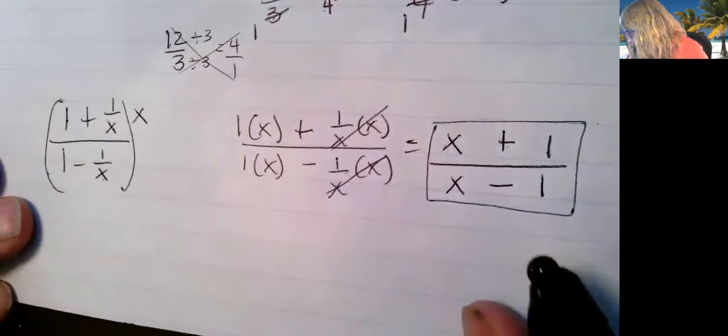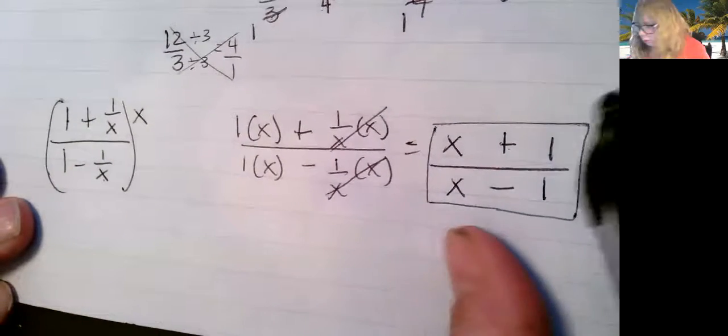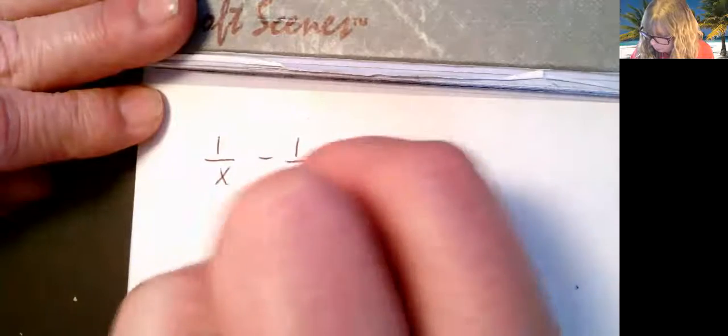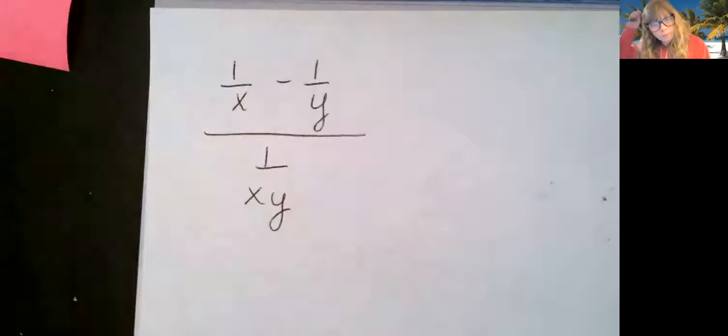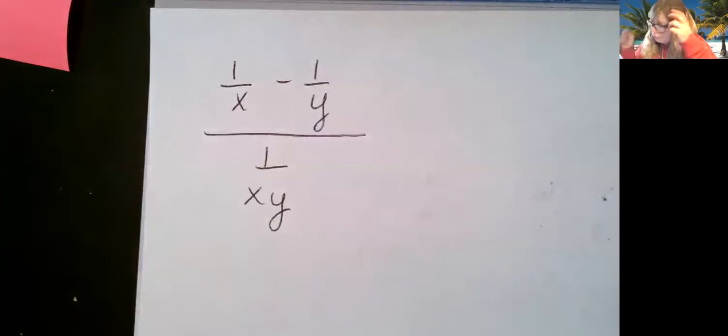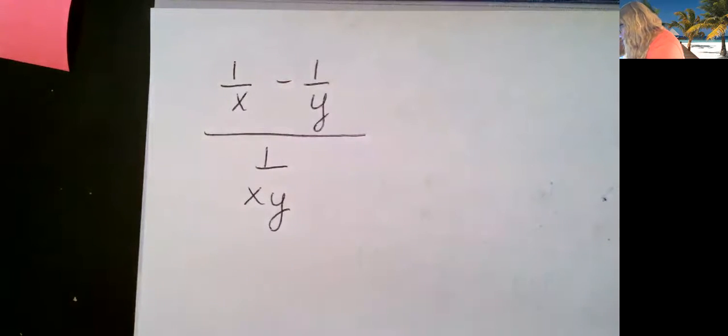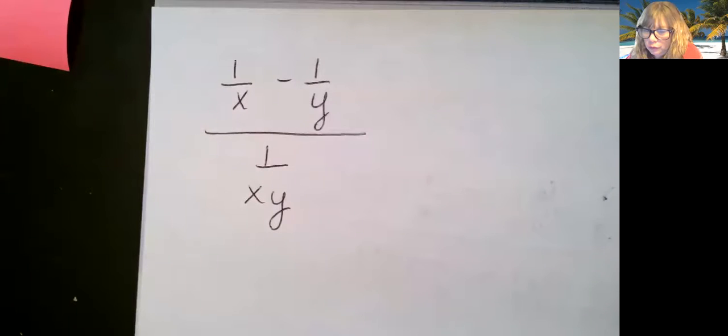Let me do one more. 1 over x minus 1 over y, over 1 over xy. Yeah, they don't give you a whole lot of examples, but you'll build on this. You'll use this in the expressions and you'll build on it when it becomes equations.